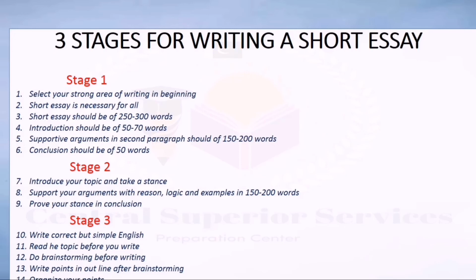In stage 1, one must select a strong area of writing in the beginning. For instance, law students can write easily on law topics, and literature students can write on literary topics. Then, the short essay is necessary for all because it is a base for the long essay and other papers. A short essay should be 250 to 300 words. The introduction should be 50 to 70 words. Supportive arguments in the second paragraph should be 150 to 200 words. The conclusion should be 50 words.